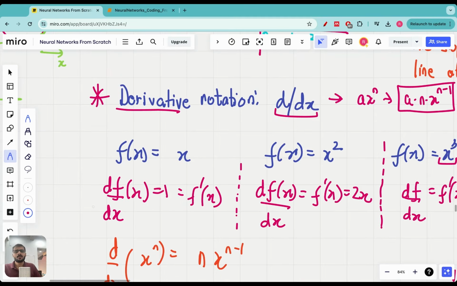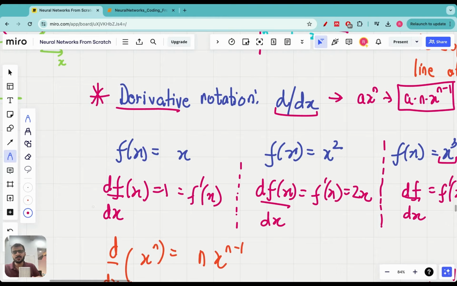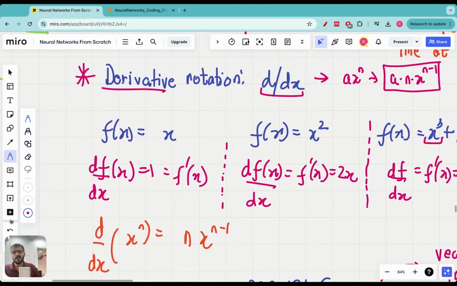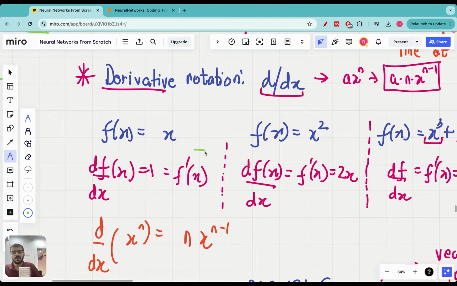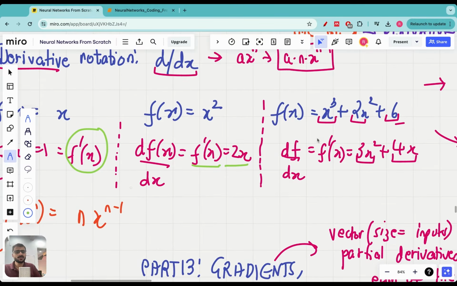And the derivative of a function is also denoted by the notation f dash of x. So f of x is the function itself, and f dash of x is the derivative of the function. So for the first function here, f dash of x equal to 1. For the second function, f dash of x equal to 2x. For this third function, f dash of x equal to 3x square plus 4x.